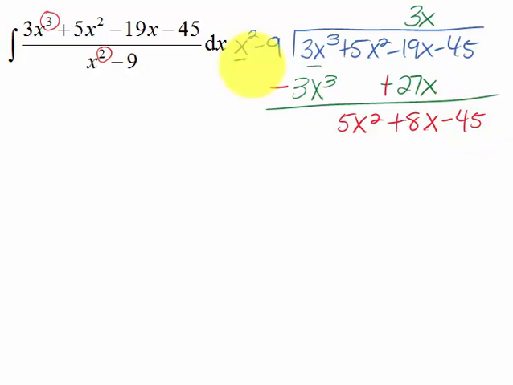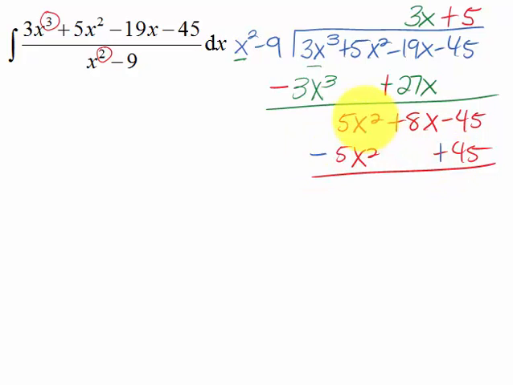Now I repeat this process, x squared into 5x squared, or what do I multiply x squared by to get 5x squared, and that's a positive 5. 5 times x squared is 5x squared, and 5 times negative 9 is negative 45. Then I subtract. Subtracting changes the signs. These will cancel and leave me 8x, and these will cancel as well.